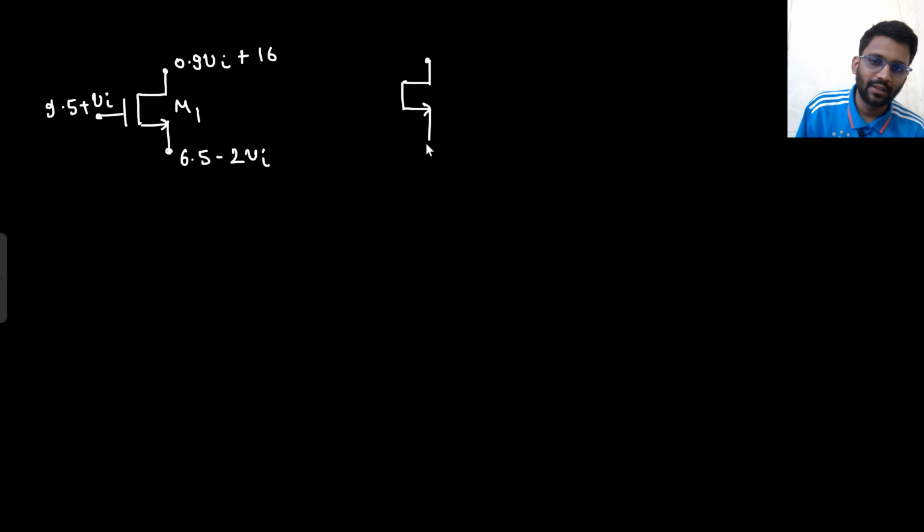M0 dash. This end was grounded, and there is no issue with that. What will this node be? 6.5 minus 2 V in. Sorry, this was M0 dash.